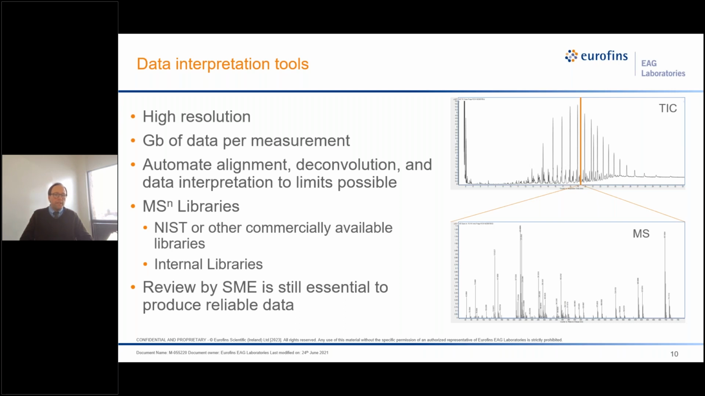And so what we really need to be using are data interpretation tools. The purpose of these is to automate the more repetitive, tedious, and straightforward tasks in interpreting the data. So that's things like alignment, deconvolution, and data interpretation, and we can do that to the limits possible. One of the major benefits in doing this is that we can do automated searches of MSN libraries. Those fall into two categories that I'll talk a bit more about later. There's the NIST or other commercially available libraries, and then there are also internal libraries that a lab may generate.